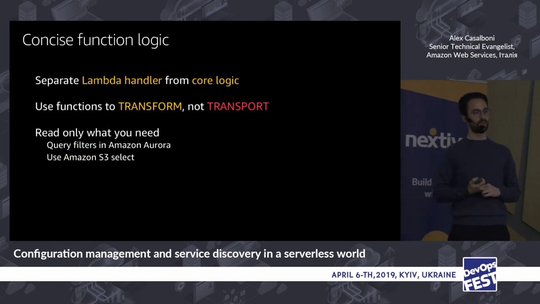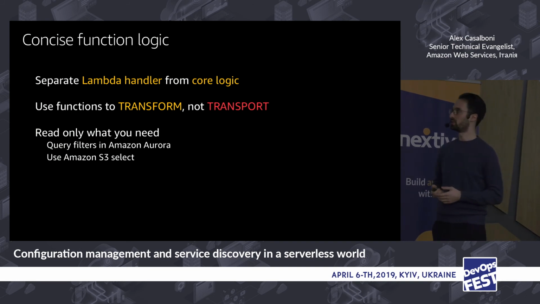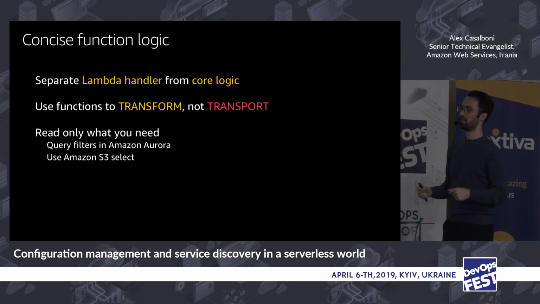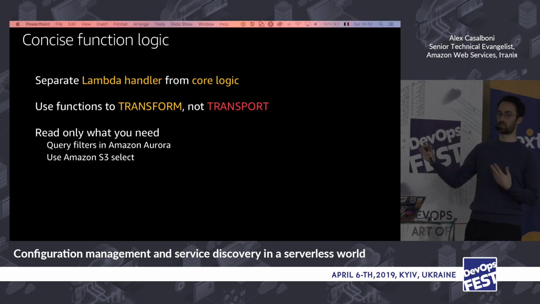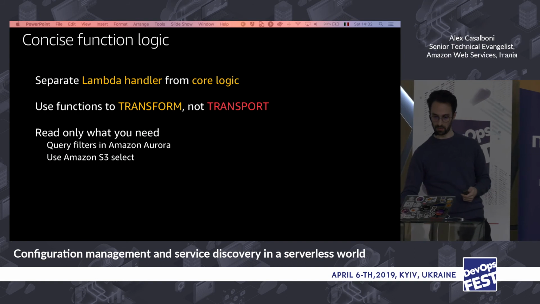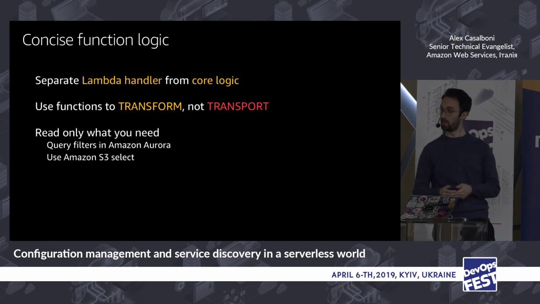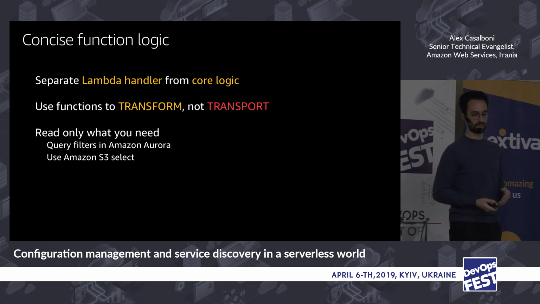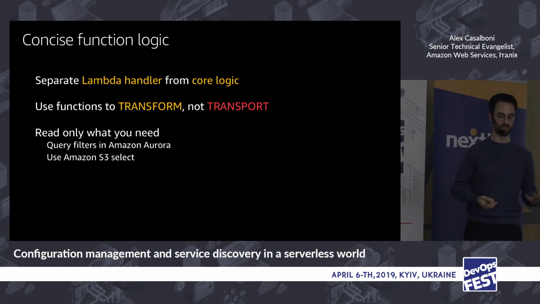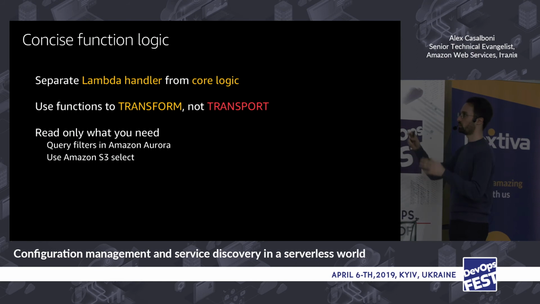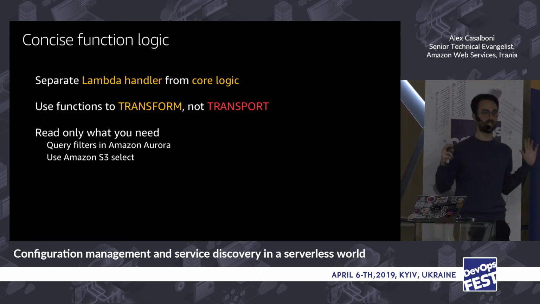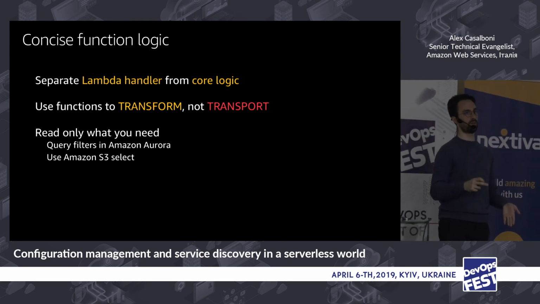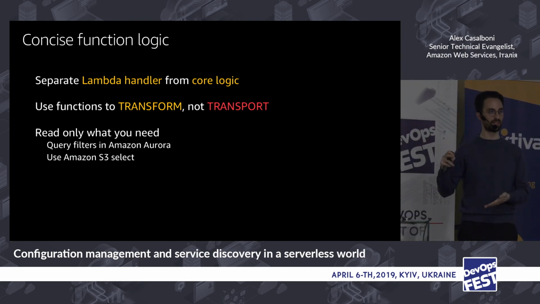Another tip that I like giving to developers is to make their function logic very concise. Okay, build your function handlers to transform data. I think something is going on. Yeah. So use your handlers to transform data, not to transport and to move data around. These are two different tips, actually. So let's start with the Lambda handler. Okay, that should be the smallest logic possible. Everything that is your business logic should be somewhere else. Let me give you an example.